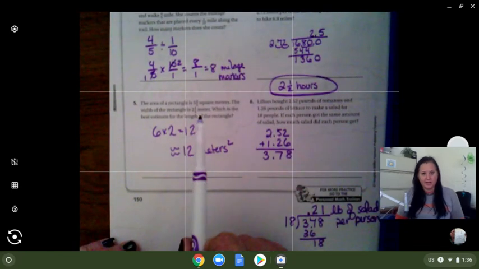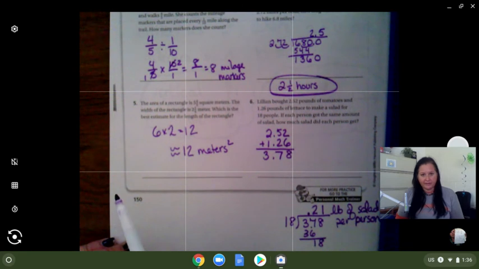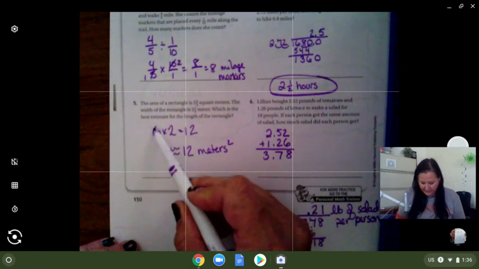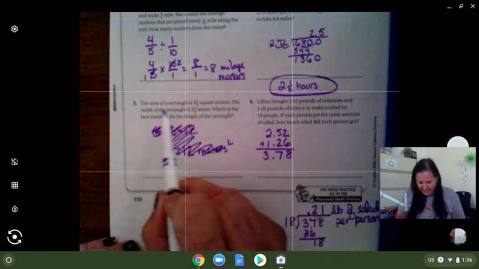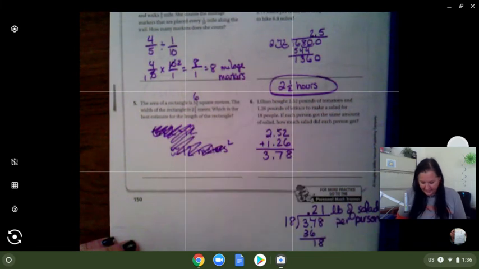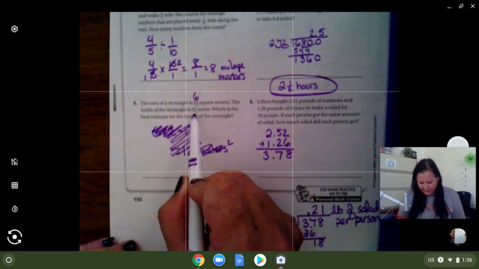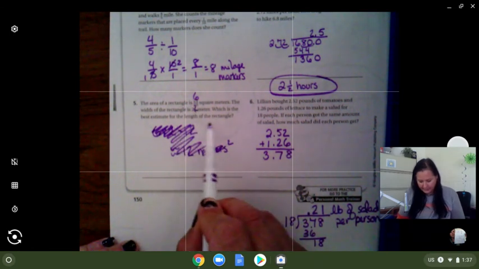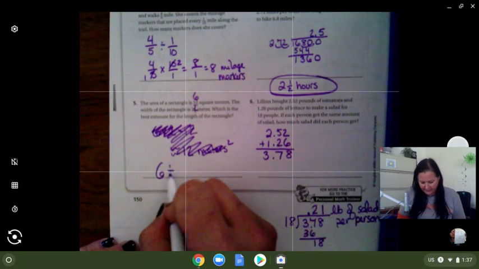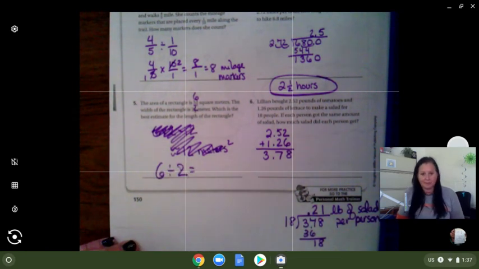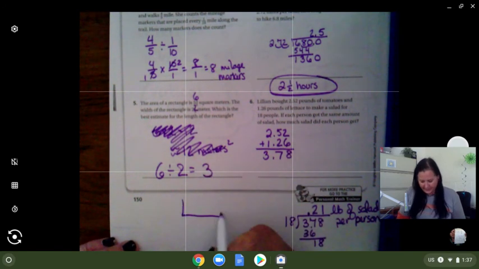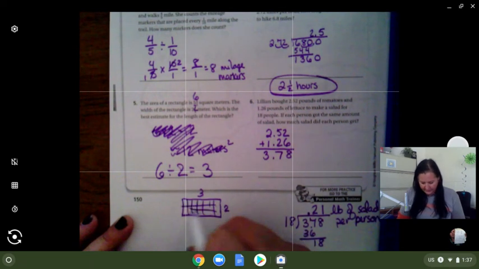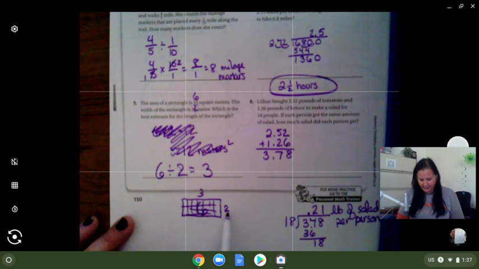All right. Then we have the area of a rectangle. And it says to estimate for the area. Oh, this one is not correct. Let's go through this. It says the area of a rectangle is about 6 square meters. The width of the rectangle is about 2 meters. Which is the best estimate for the length of the rectangle? So we do 6 divided by 2. Not multiplying by 2, 6 divided by 2 is 3. So the reason is if our length was 3 and our width was 2, our area inside here would be 6. So 6 divided by 2 equals 3.